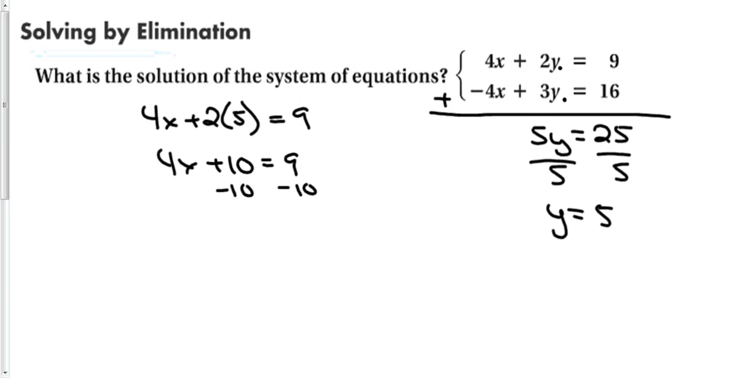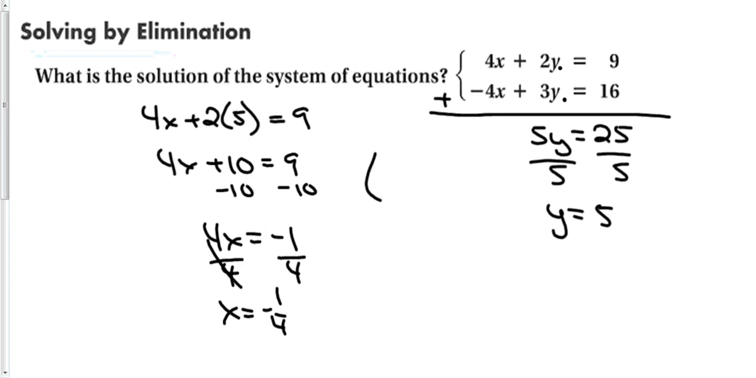Subtract 10 from both sides. 4x is going to be equal to negative 1. Dividing both sides by 4 gives me that x is equal to negative 1/4. It's okay to get a decimal. It's okay to get a fraction. Okay. My answer then becomes negative 1/4, comma 5. And of course, remembering that that is the point where these two lines intersect.